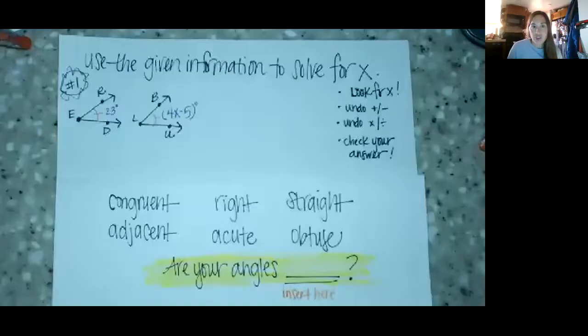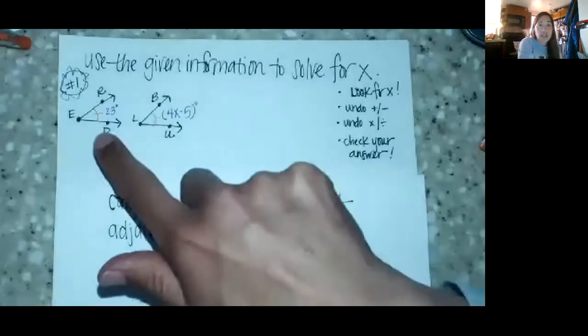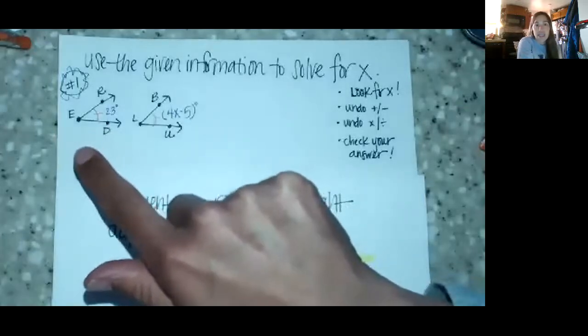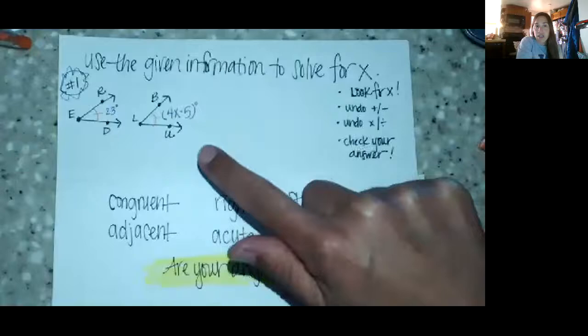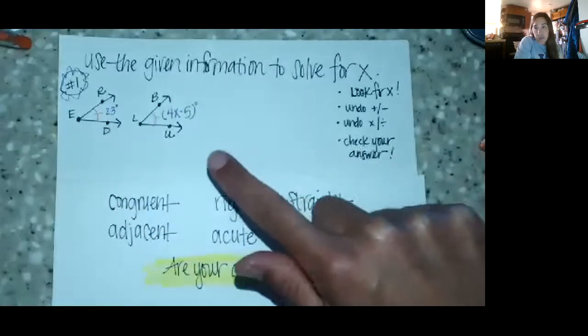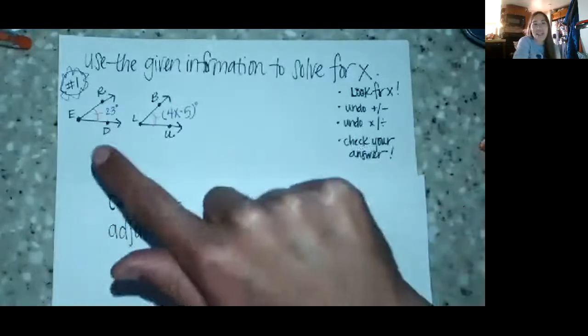All right. So here is the first problem. The task says, use the given information to solve for X. So if you look, here are our angles. We have angle RED and angle BLU, so angle red and blue. That's not how you spell blue though, but angle red and blue.